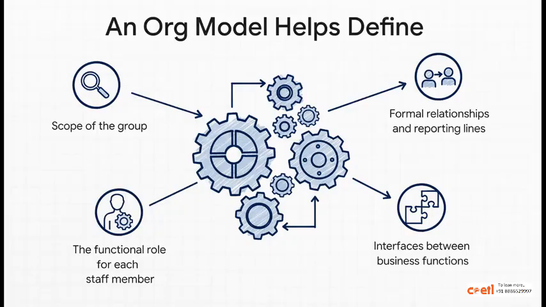So what does this blueprint actually get you? In a word, clarity. You get to define the exact scope of any team. You can map out all the formal relationships. You understand the true functional role for every single person. And, most importantly, you identify those interfaces, those critical connection points where work moves between different parts of the business.